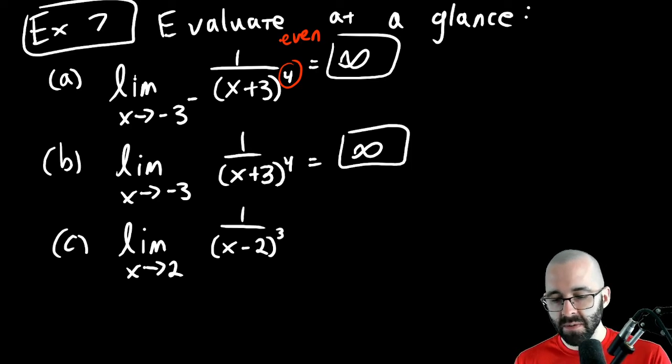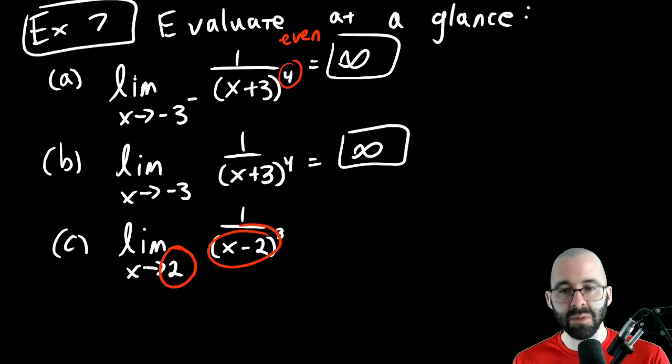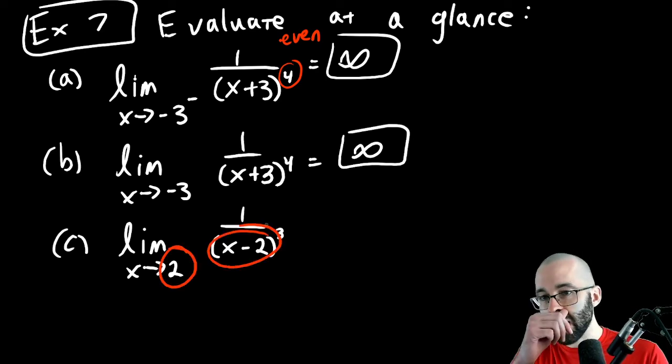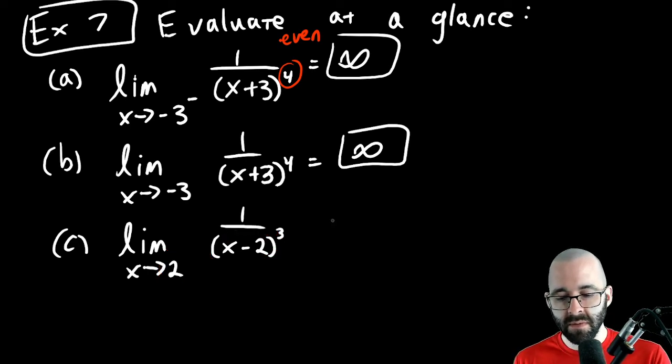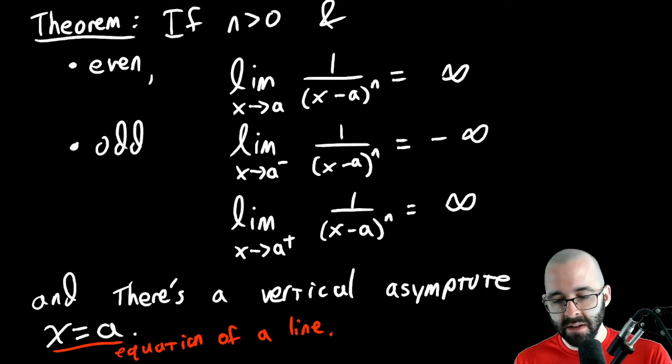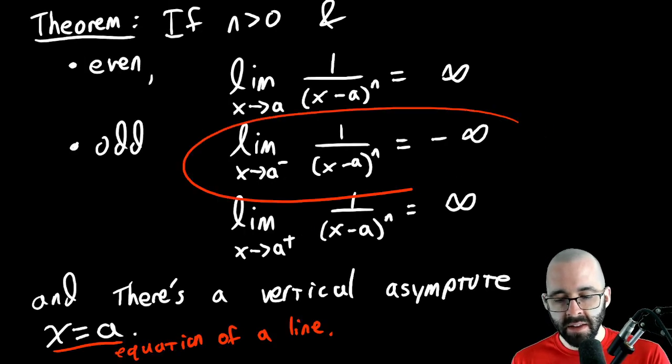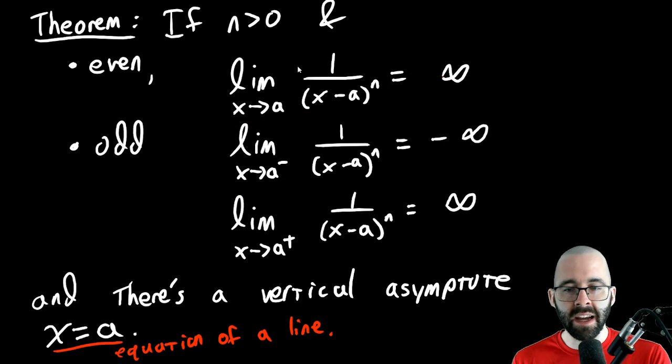So now we have a slightly different situation. We're still looking at the asymptote. x equals 2 is the location of the vertical asymptote for this function. But now n is odd. So if it's odd, that says from the left it's negative infinity, from the right it's positive infinity.